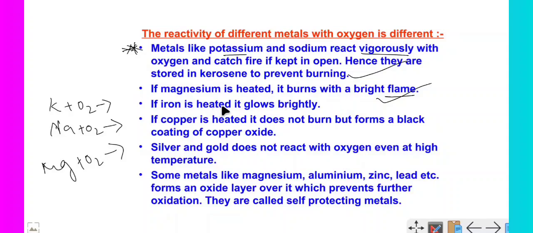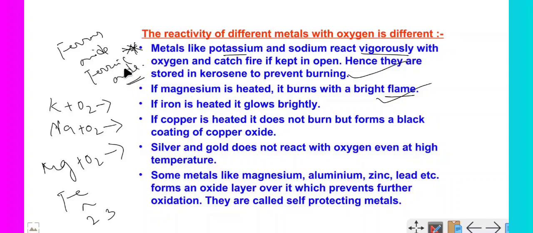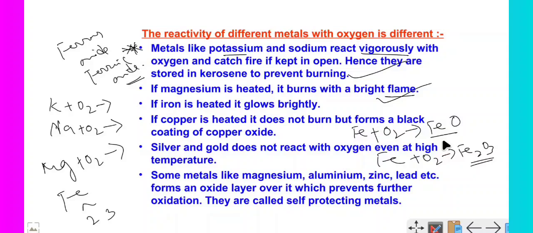If iron is heated, it glows brightly. Iron has valency 2 and valency 3. If you consider the valency of iron as 2, you will call it ferrous oxide. If you consider the valency of iron as 3, you will call it ferric oxide. So if iron combines with oxygen, it will produce FeO, ferrous oxide, or Fe2O3, ferric oxide. Both of them will glow.